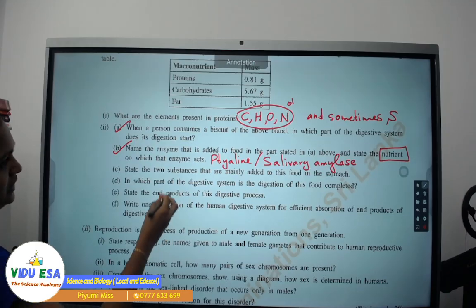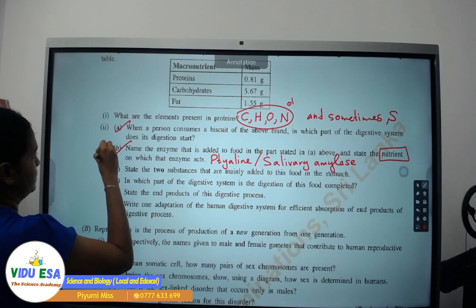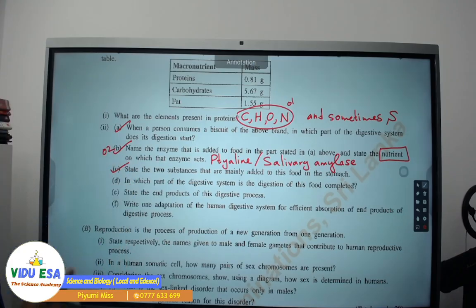State two, then the 2 marks, right? For this part, 2 marks. State the 2 substances that are mainly added to this food in the stomach. What are added in the stomach?